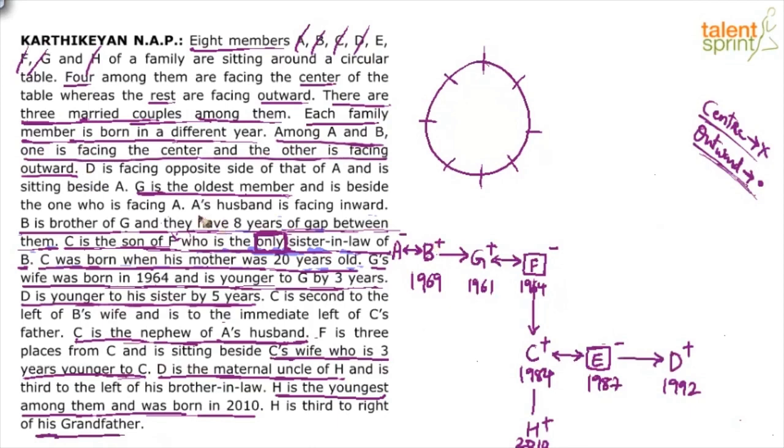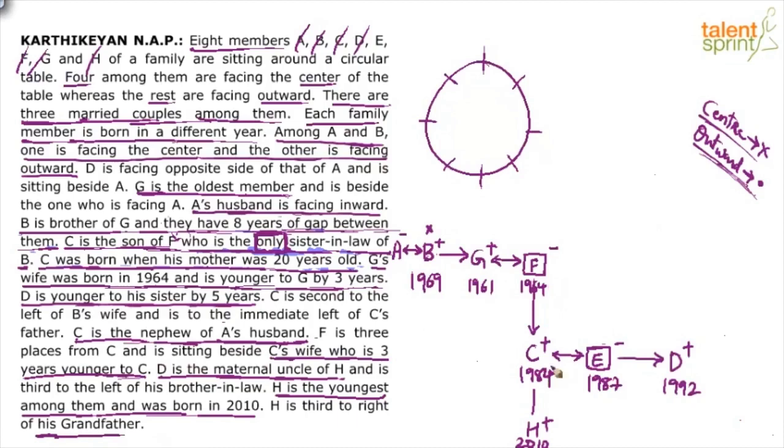Look at this point. A's husband is facing inward. Who is A's husband? B. B is facing inward. Inward means center, so put a cross mark on top. B is facing center. You're able to follow.